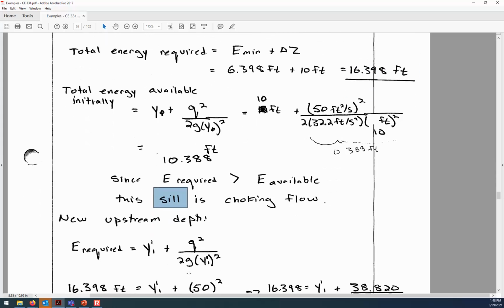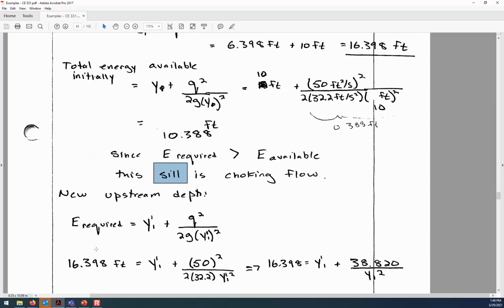So then the new upstream depth, we're going to say that the required energy, which we know has to be 16.39 feet of energy to get over the obstruction, is going to be the new upstream depth and then the velocity head as well. And now you can see why it's convenient to express the velocity head in terms of flow per unit width, because we still know the flow per unit width. That's still 50 feet squared per second, but we don't know the new upstream depth y prime 1.